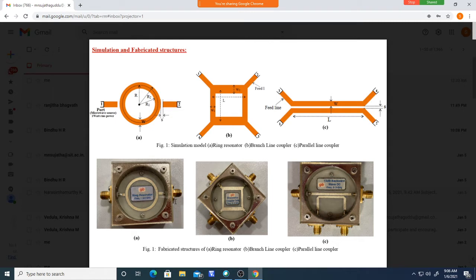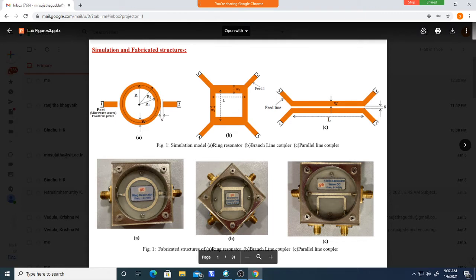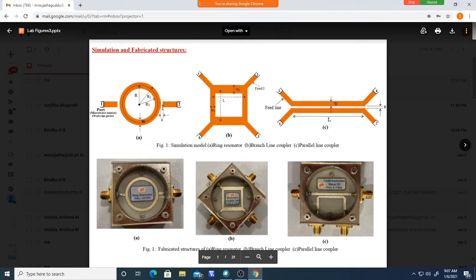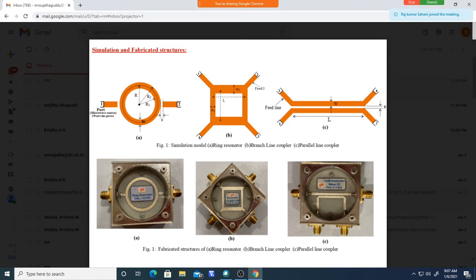This is a fabricated one. You can see here, this is a ring resonator we have fabricated. Like this, this is the ring. This is metal, copper, conducting metal here. This is the ring we have, and this is a feed line. The small gap is there, you can observe. Here is a small gap, that is the gap S here. And also here S is there. This is a feed line.